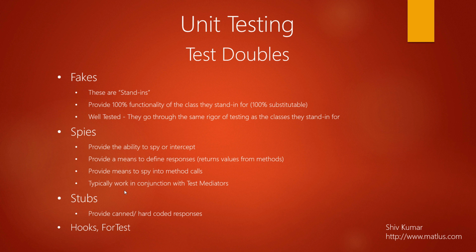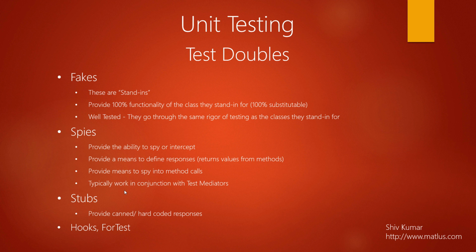So everything is a test double, and there are different kinds of test doubles. Every class that is a stand-in for the production class, as I call it, is a test double. These test doubles obviously only exist in your unit test projects. They don't exist in your production code. Fakes are test doubles, they are stand-ins. They provide 100% functionality of the class that they stand in for. In other words, they are 100% substitutable for the real class or the production class.